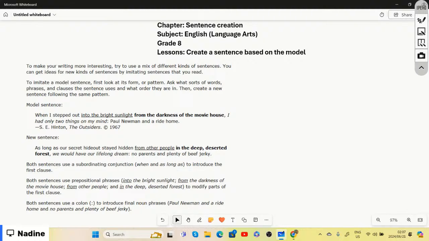So in order to make your writing more interesting, you can also try to use a mixture of different kinds of sentences, right? And that is where creating a sentence comes in. You can get ideas for your new kinds of sentences by imitating sentences that you read.